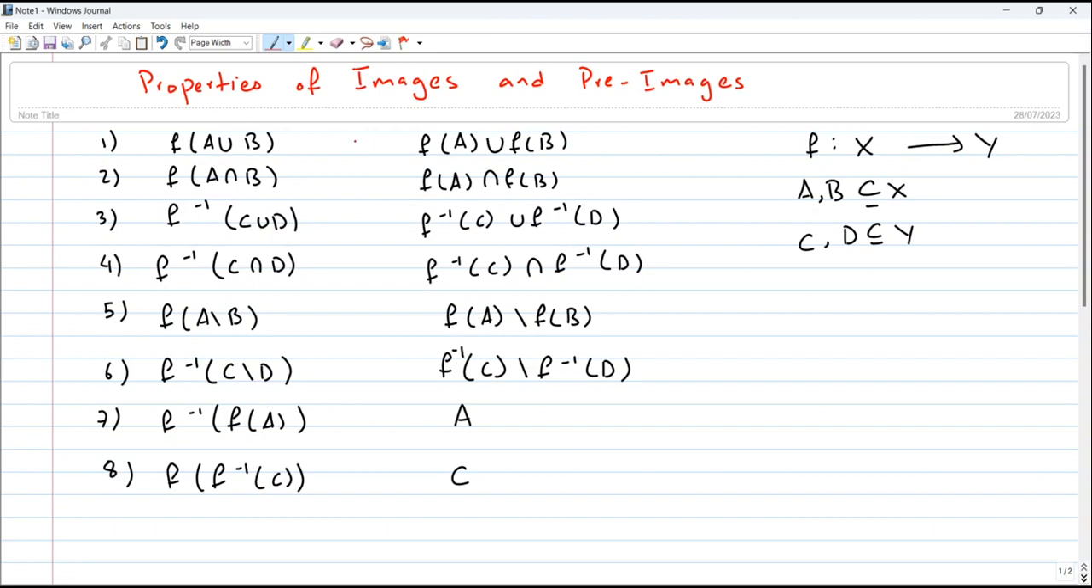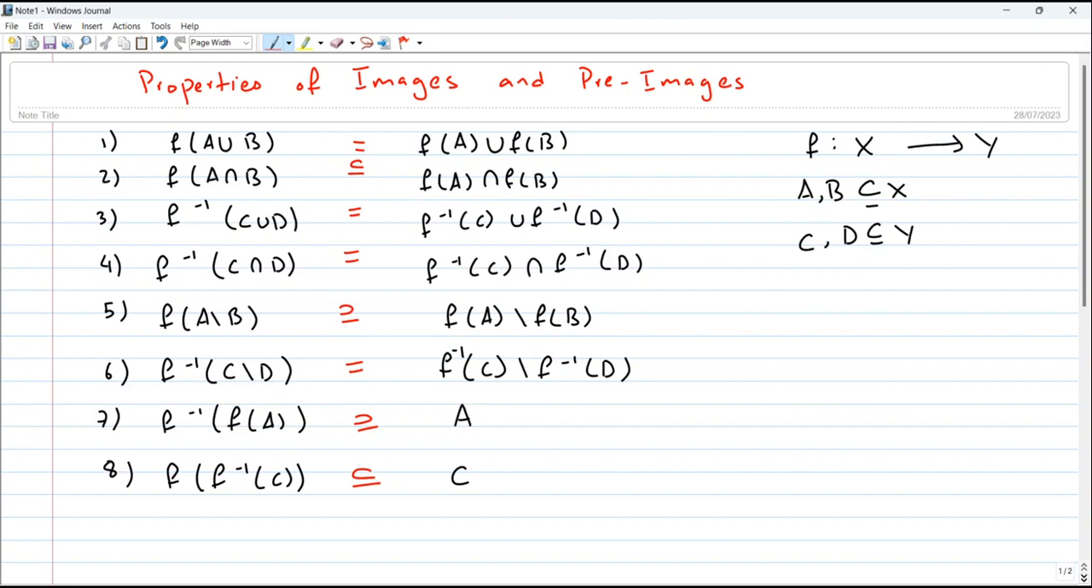So, the first one is equality. The second one is an inclusion. The third one is an equality. The fourth one is an equality. And this one is an inclusion in this direction, that's an equality. This one is an inclusion in this direction, and that is an inclusion in that direction.